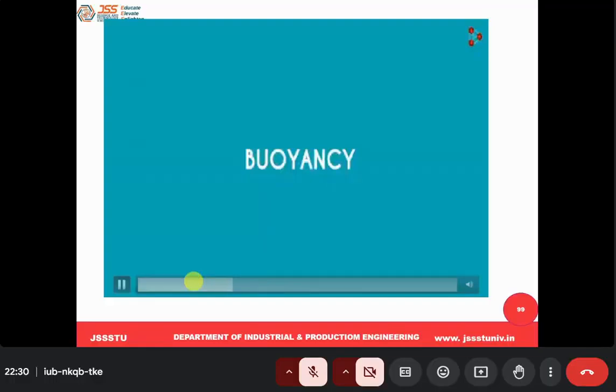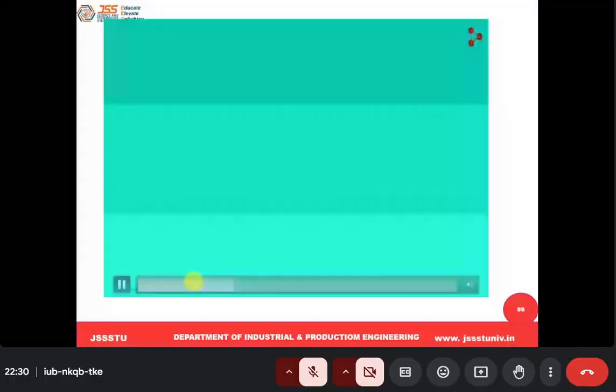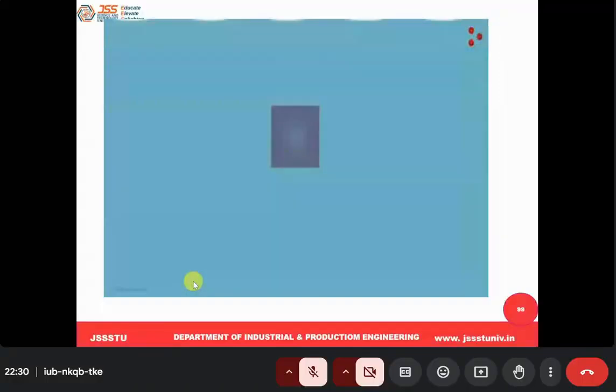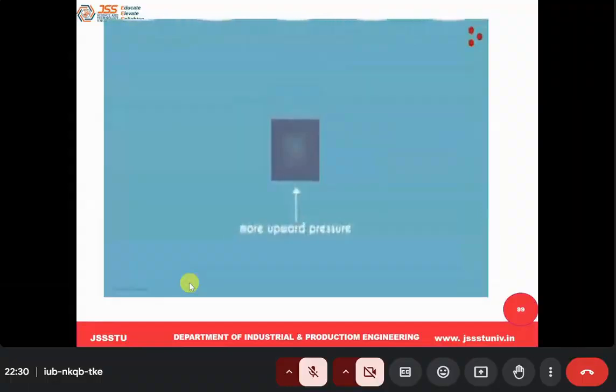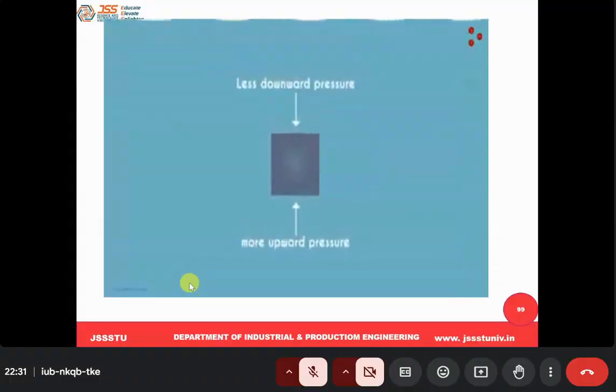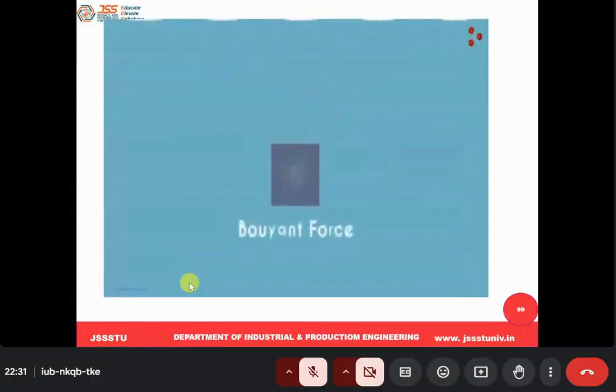What happens when an object is placed inside a fluid? As we've seen in the previous video, the fluid pressure increases with depth. Now, because the pressure increases as we go deeper, the force exerted upward due to the pressure will be more than the force exerted downwards. So the force exerted on the bottom of the object due to pressure will be more than the force exerted on the top. So this net upward force exerted on objects submerged in fluids is called the buoyant force.